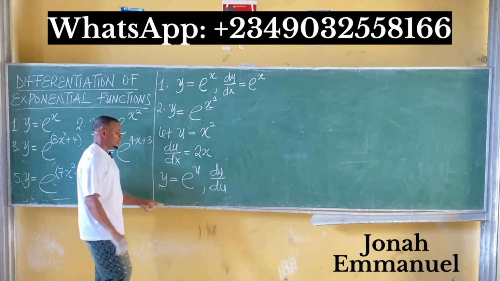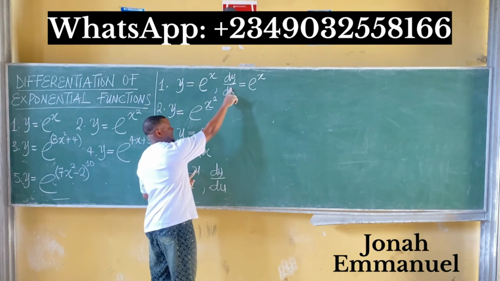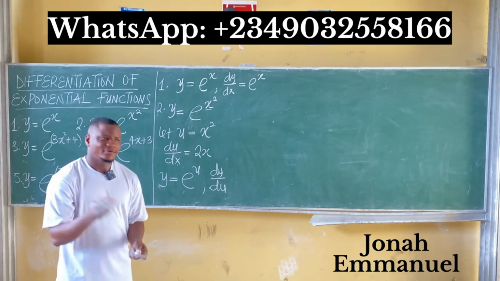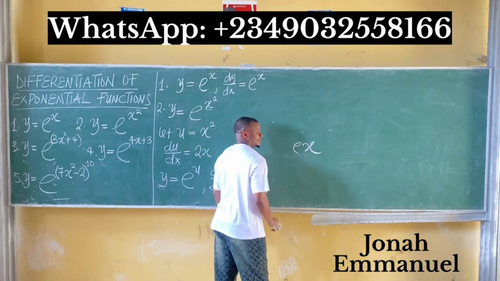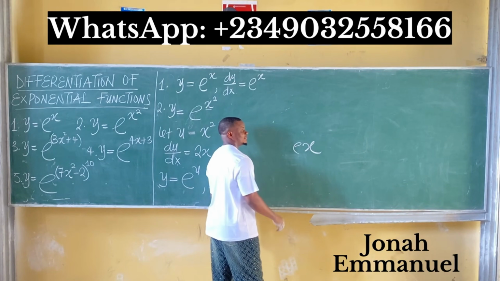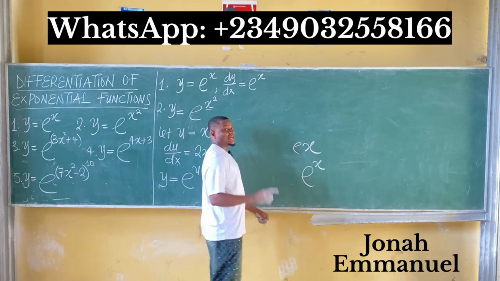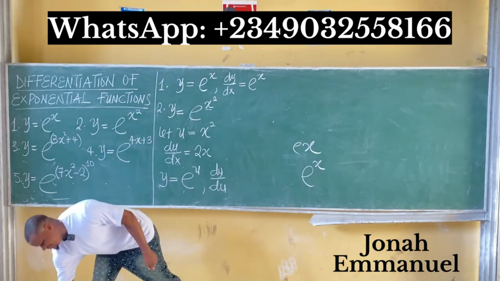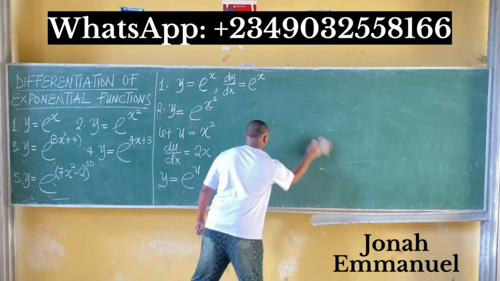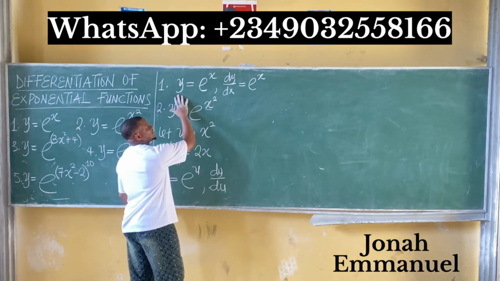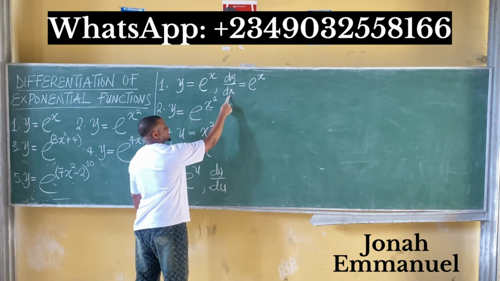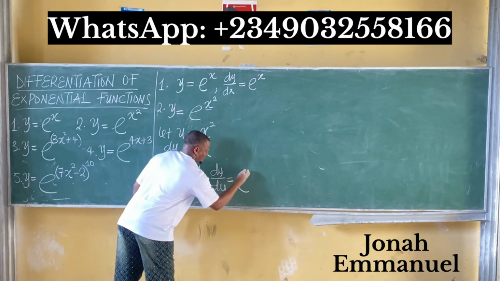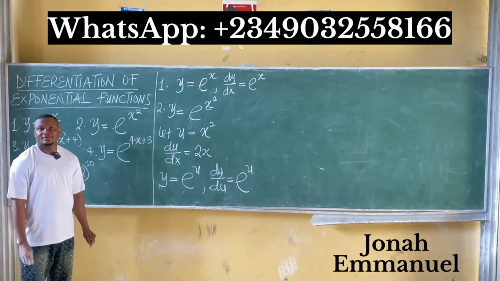Hold on. When this was x, what was dy/dx? This is exponential x. When y was exponential x, dy/dx is exponential x. Now, when y is exponential u, what's dy/du? The same thing.